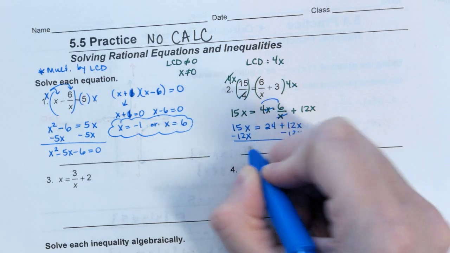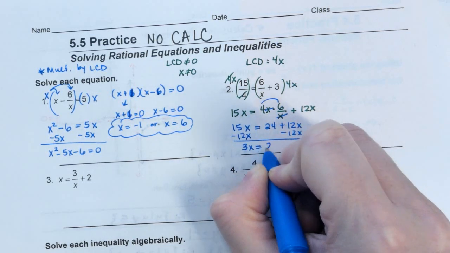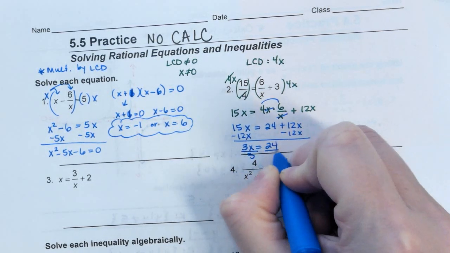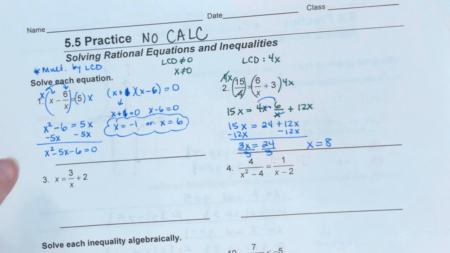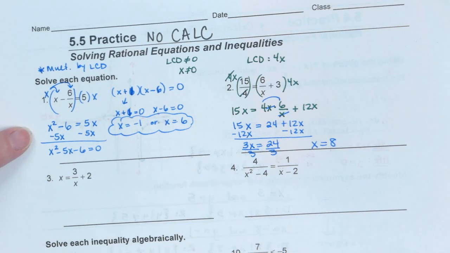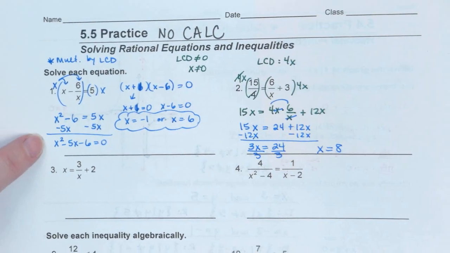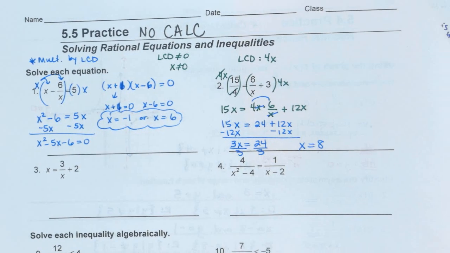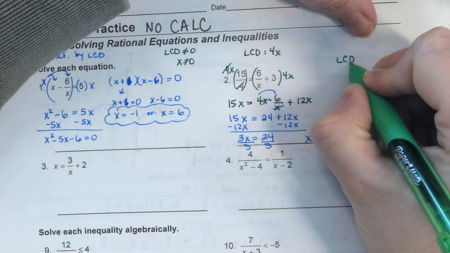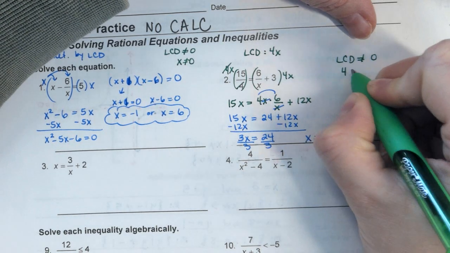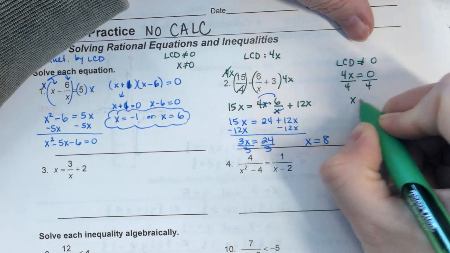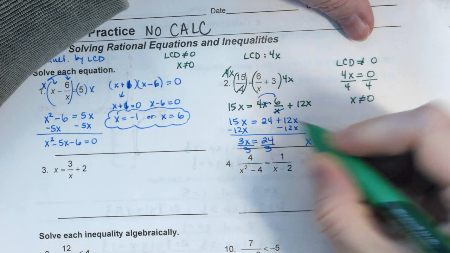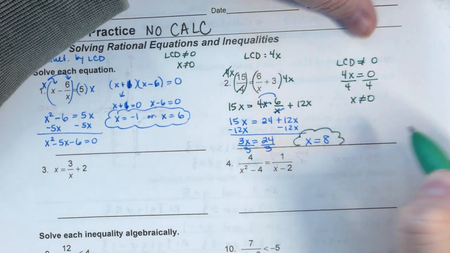Now, this time we don't have to get everything on the same side because what don't you have? The last time we got everything to one side because there was that x squared and the x term. Okay, so then let's do our check. So we know the LCD can't be 0, so 4x can't be 0. So if I solve for x, I'll get the x can't be 0, and that is not 0, so we are good.